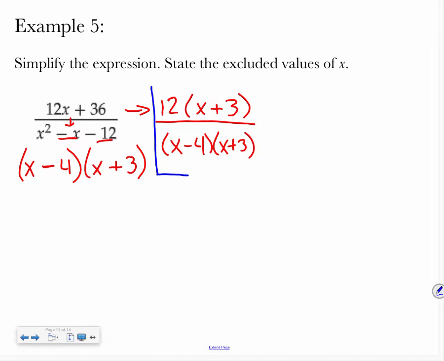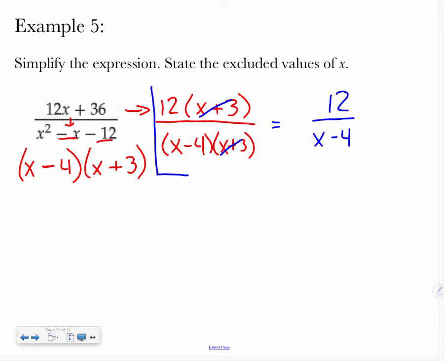So now, going back to our problem, we have 12 times quantity of x plus 3 over x quantity of x minus 4 times quantity x plus 3. We have an x plus 3 and an x plus 3, so I can get rid of those. And now I'm left with a 12 on top and an x minus 4 on bottom. This is as simplified as I can get.